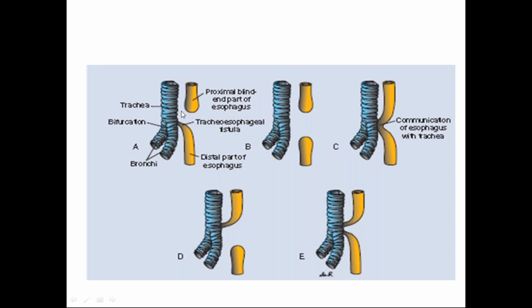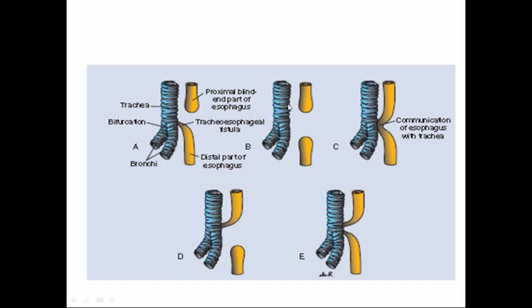So it separates out. But since they usually come from the same tube, if the septum does not separate, then what happens? There is a connection which remains between the esophagus and the trachea. You can see the trachea dividing into the 2 bronchi. So these conditions are called tracheoesophageal defects.